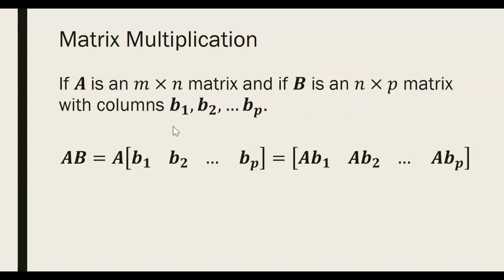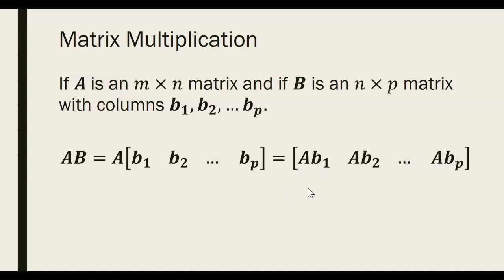But that sets the framework for matrix multiplication in general. Okay, so imagine that my matrix B has a certain number of columns. Okay, we'll call it P columns, but it has a bunch of columns here. And I want to multiply A times B. Well, basically, what I'm going to do is I want to multiply my matrix A by each of those columns individually.